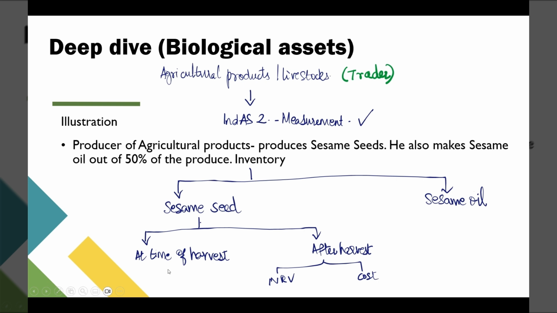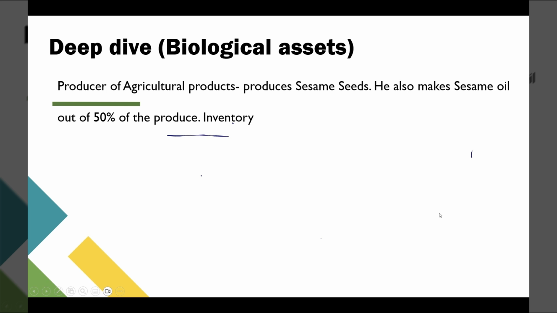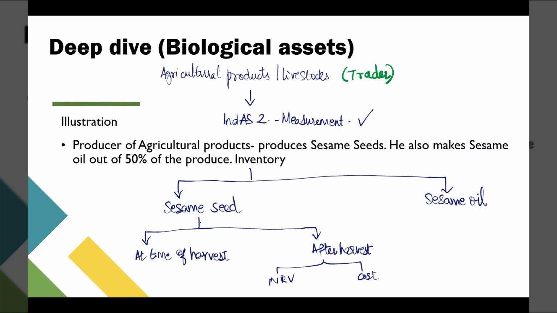As we saw in the earlier example, at the time of harvest, the entire standard won't be applicable. However, after harvest, if NRV is being used, then the measurement principles of Ind AS 2 won't be applicable. If the sesame seed is being valued at cost, then of course the entire Ind AS 2 would be applicable. What about sesame oil? This is the question for you. I would like you to pause the video and think about the answer. We will see it in the next slide. Pause the video.